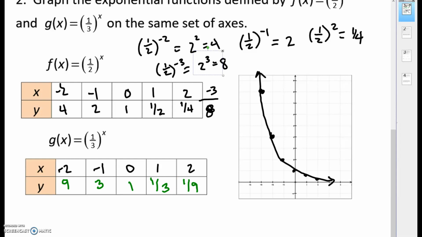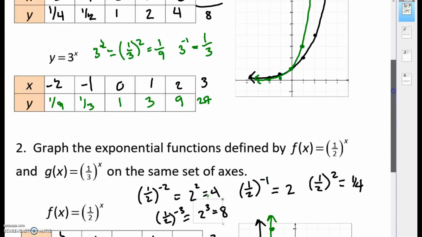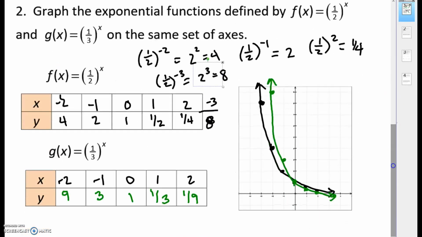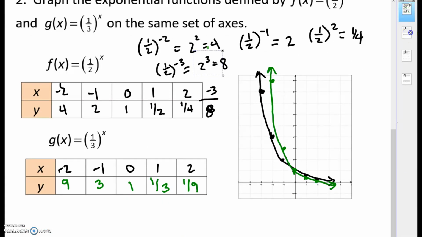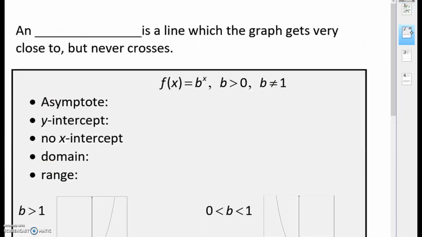So we've got -2, 9, -1, 3, 0, 1, 1, 1/3, just landing just down here, 2, 1/9, and so forth. So again, we're getting a very similar curve to what we got before. It also is steeper than the previous one and approaches 0 faster. So we've got some themes here. Let's make some summaries of what these look like.